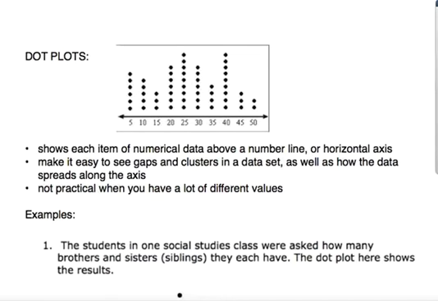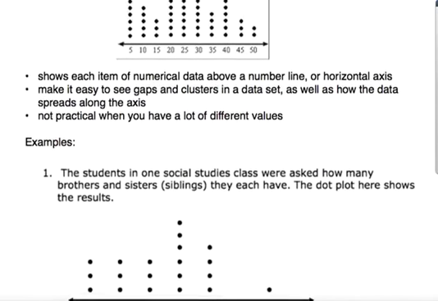In this video, we're going to talk about dot plots and histograms. This is an example of a dot plot. Dot plots are good because they show each item of numerical data above a number line or horizontal axis. It makes it easy to see the gaps and clusters in the data set, as well as how well the data spreads along the x-axis. However, they are not very practical when you have a lot of different values.